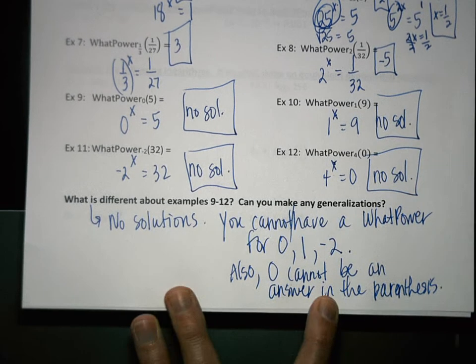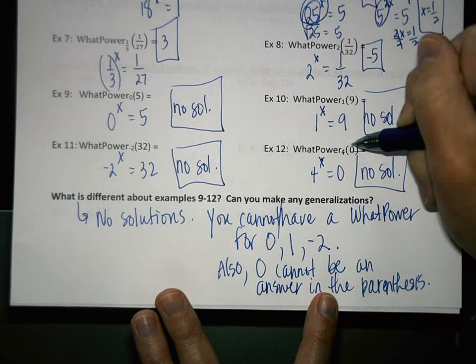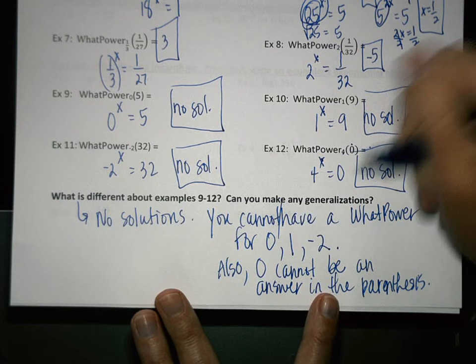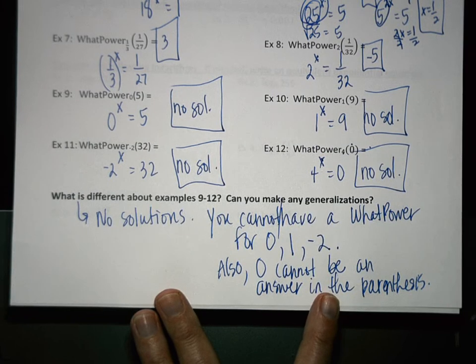Because when we're doing this, we're always saying this little base here, this base to what power gives me this answer. So the answer part, the part that's in the parentheses, can never be 0. It won't work. All right.